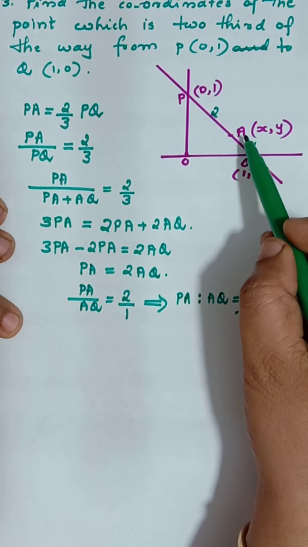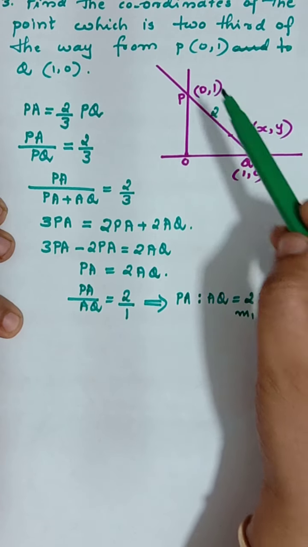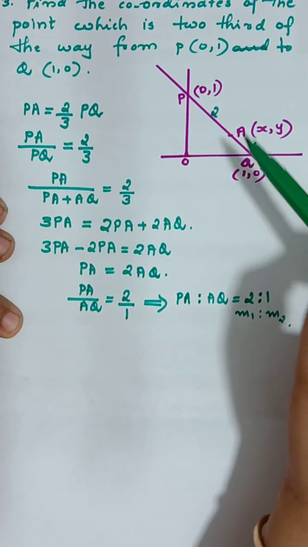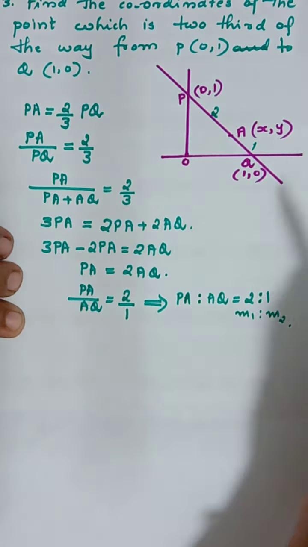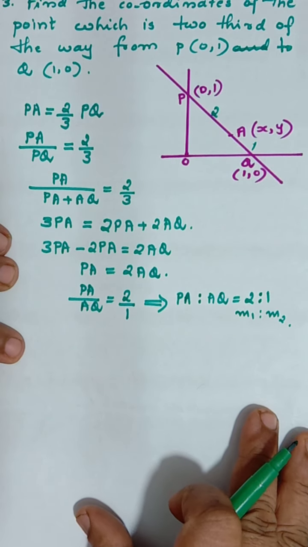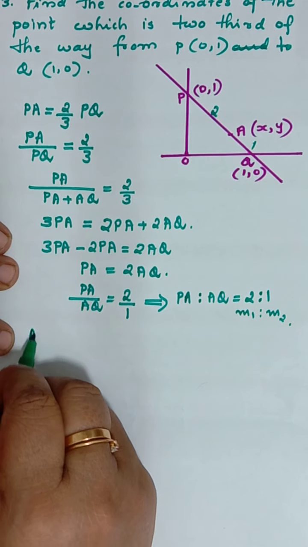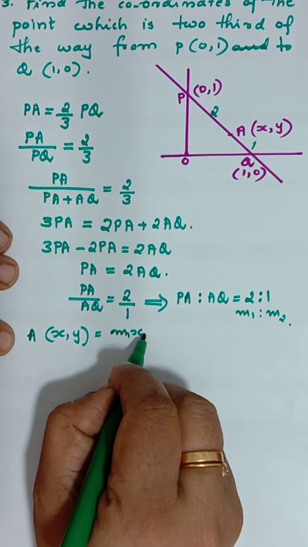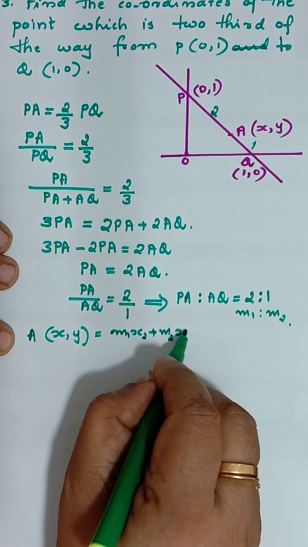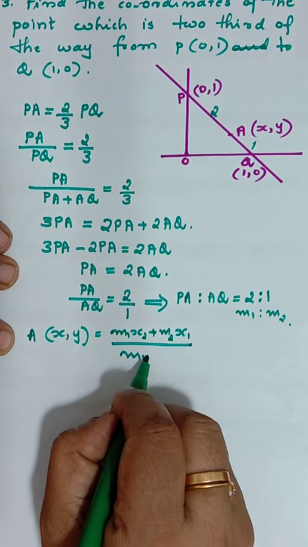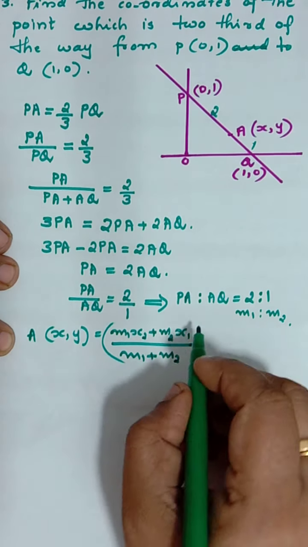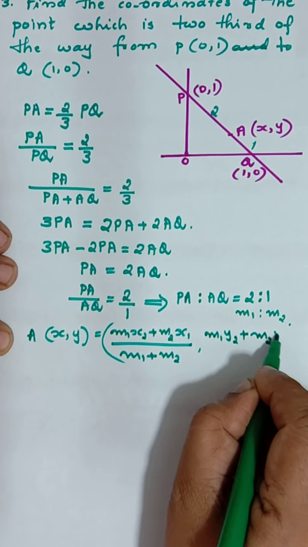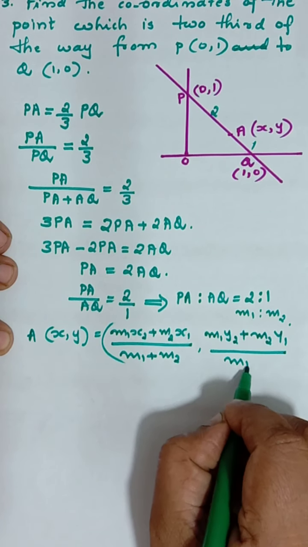Now we have to find the point A(x, y) which divides P(0,1) and Q(1,0), that is PQ, in the ratio 2:1. So it's a section formula question. We have to find it using the section formula. So A(x, y) is equal to, our section formula is (M1x2 plus M2x1) divided by (M1 plus M2). Second part is (M1y2 plus M2y1) divided by (M1 plus M2).